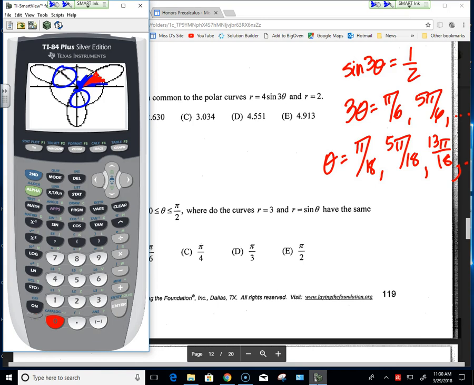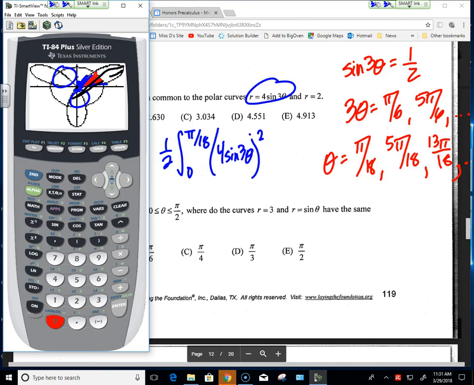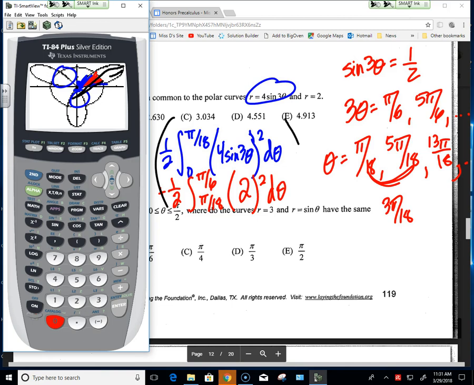Or, here was my thought. Why don't we just split this guy in half. So what if I go from 0 to pi over 18, going to my rose, which would be my 4 sine of 3 theta squared. Then what if I add, going from pi over 18 to halfway in between, which would be 3 pi over 18 or pi over 6, of my circle. And what if I multiply this whole thing by 6, halfway: 1, 2, 3, 4, 5, 6. Multiply by 6.